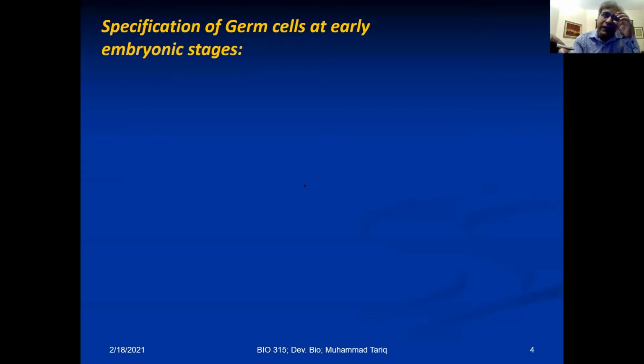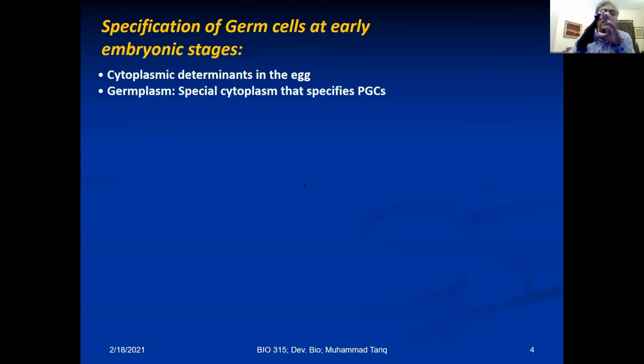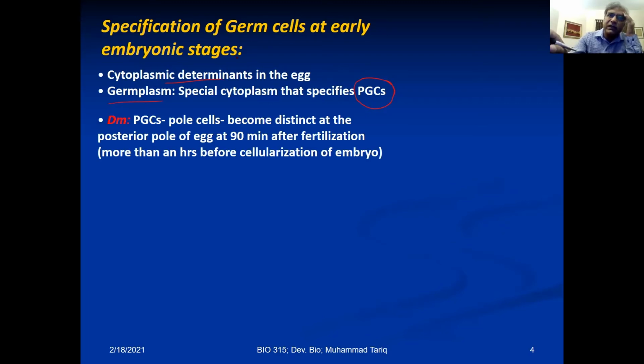So how are they specified? Let's tackle the first question. How are they specified at early embryonic development? Actually, there are very specialized or specific cytoplasmic determinants in the egg cell. Already in the egg cell, I'm saying. Later on in the lectures, we'll see in fly, there are some specific maternal genes. In nematode, there are P granules, etc. These cytoplasmic determinants, we refer to as germplasm. Germplasm is nothing but a very special kind of cytoplasm that specifies the primordial germ cells. The pole plasm in fly, or germ plasm generally in other organisms, contains specific cytoplasmic determinants which are going to specify PGCs.